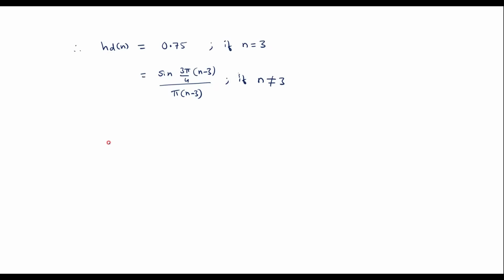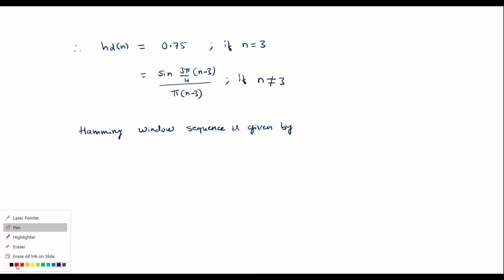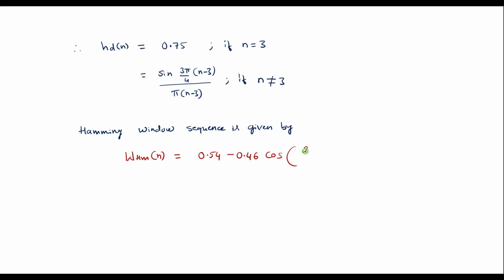So here we are supposed to use the Hamming window. The Hamming window sequence is given by, that is we can write the Hamming window sequence as WHM of n is equal to 0.54 minus 0.46 cos of 2 pi n divided by m minus 1, where n is equal to 0, 1, 2 up to m minus 1, and its value is 0 otherwise. So this is the definition of Hamming window.